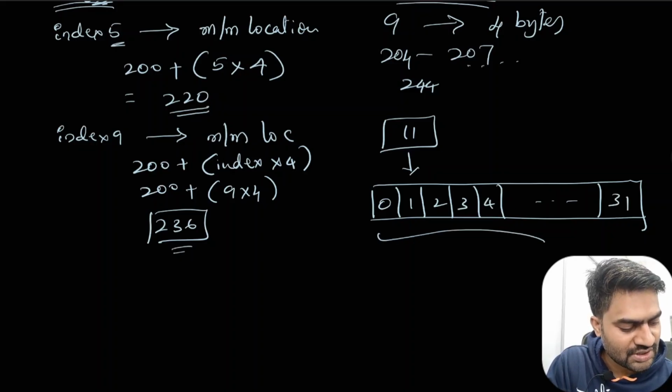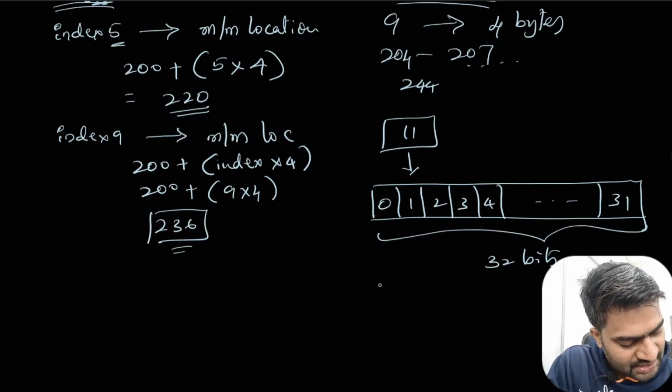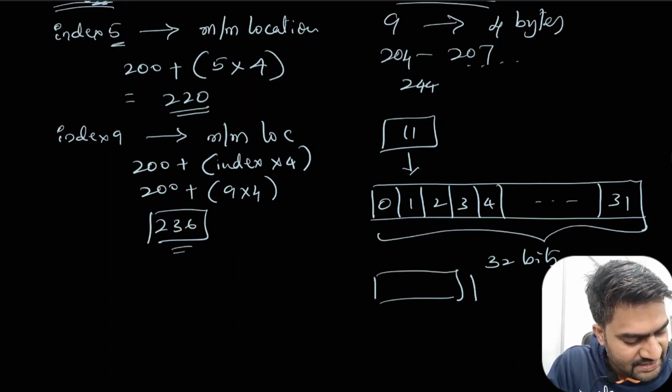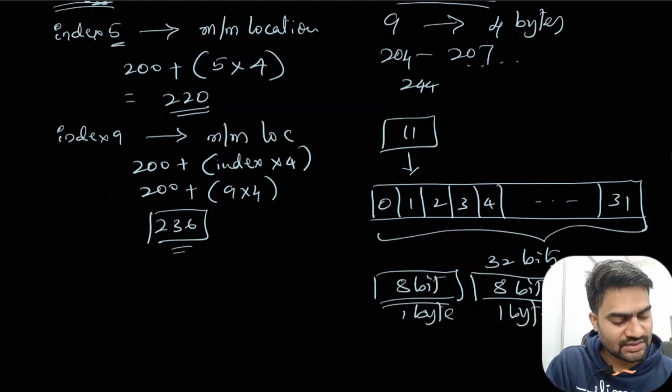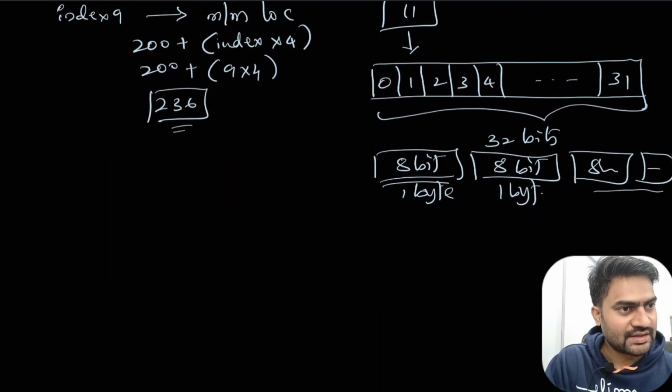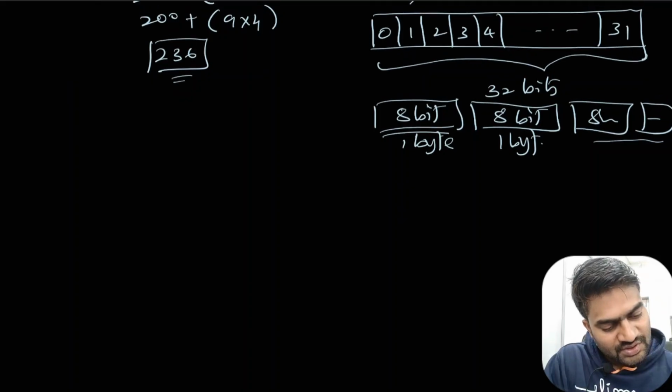31, so a total of 32 bits. This is the full block, and out of this full block, there will be 4 bytes of 8 bits. This is 8 bits, this is 8 bits, this is 8 bits, and so on. This is nothing but 1 byte. This is 1 byte, and the other two are also 1 byte in size.